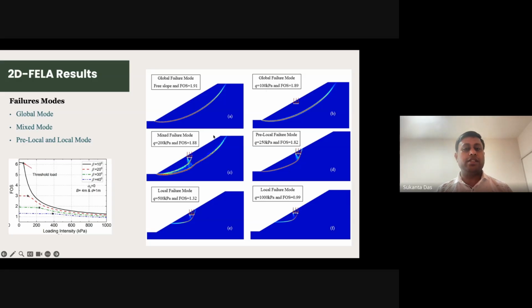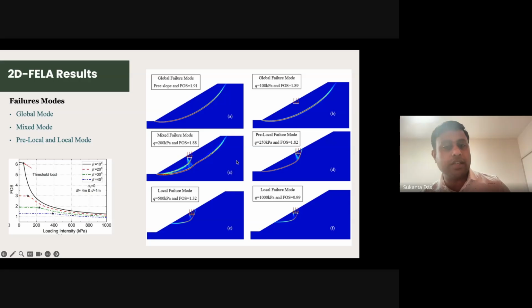But if you increase the building loads again, twice, to 200 kPa, then the factor of safety is slightly reduced, but you can see the influence of the building load is coming into the picture. So now the slip surface is not the same as the global failure mode. So there is the influence of these building loads coming into the picture.